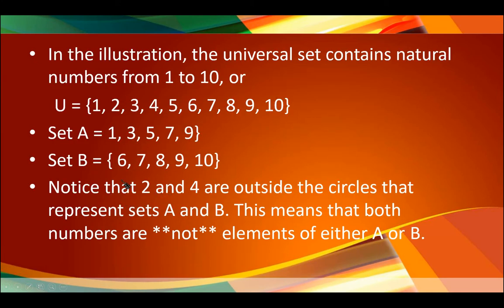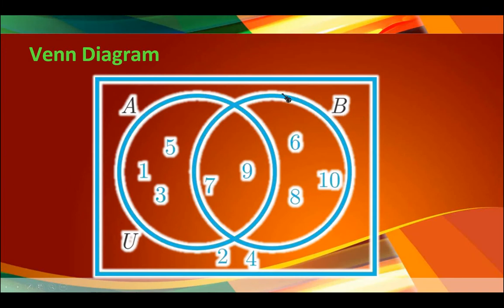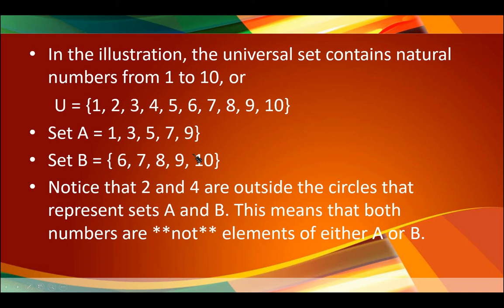Yung set B naman ay 6, 7, 8, 9, 10. Balikan natin. So, ito po yung B. 6, 7, 8, 9, 10. So, yun nga naman po. Tama naman din. Notice that number 2 and number 4 are outside the circles that represent sets A and B. This means that both numbers are not elements of either A or B.